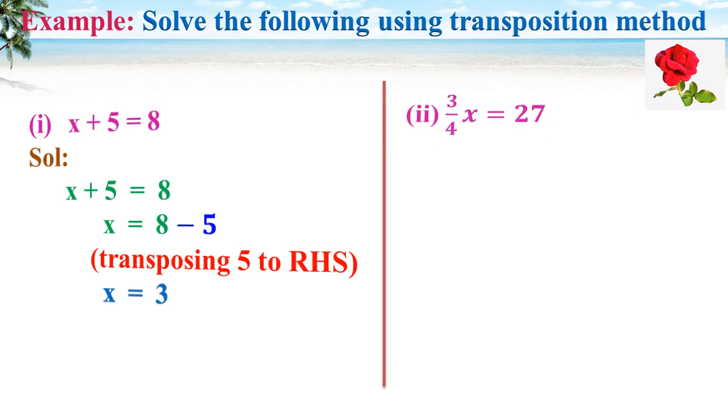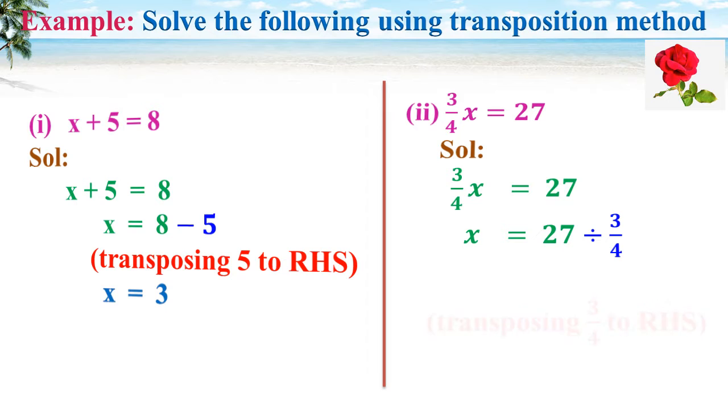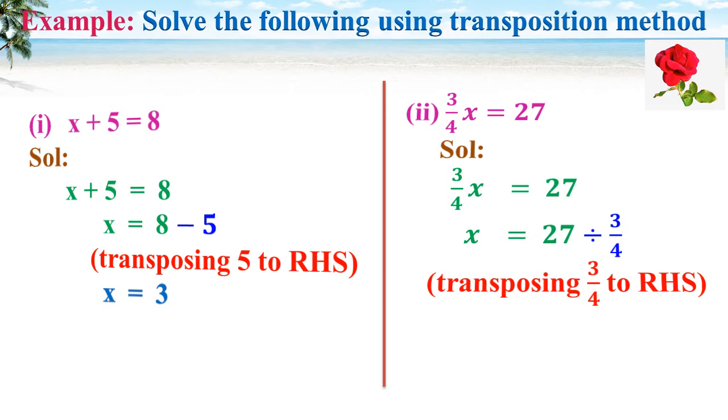Let's see another example. 3 by 4 x is equal to 27. Now take the equation. 3 by 4 multiplied with x is equal to 27. So transposing 3 by 4 to RHS. Here 3 by 4 is multiplied. The opposite of multiplication is division. x is equal to 27 divided by 3 by 4. Now we have to take the reciprocal. Reciprocal means interchange the numerator and denominator.